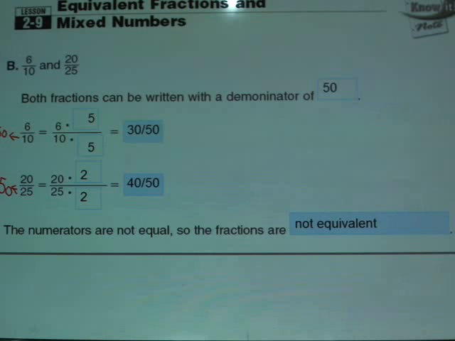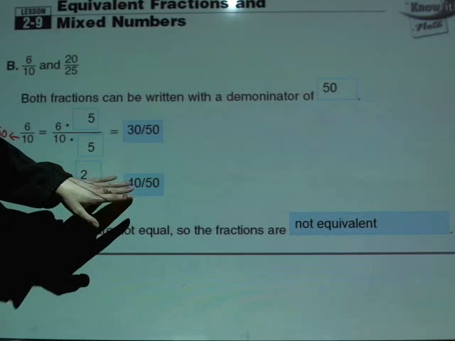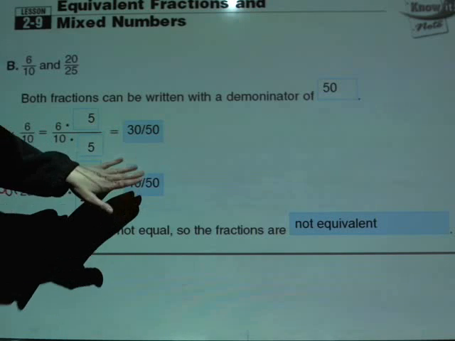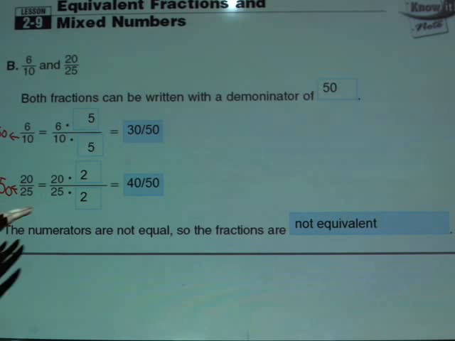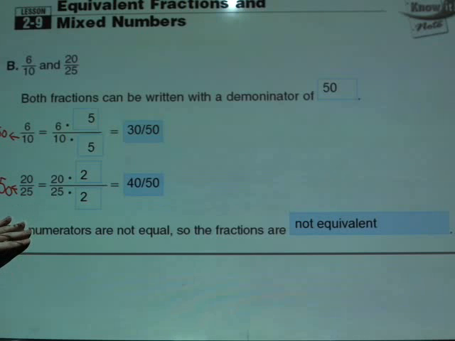So now I'm going to say to myself, how am I going to compare these guys with numerators of 30 and 40? All right, well, 40 is bigger. So 40/50ths would be bigger than 30/50ths. But really, all they're asking about here is equivalent, not equivalent. Since the numerators are not equal, these fractions are not equivalent.